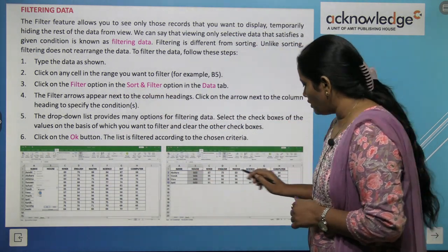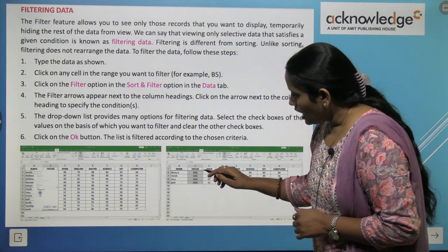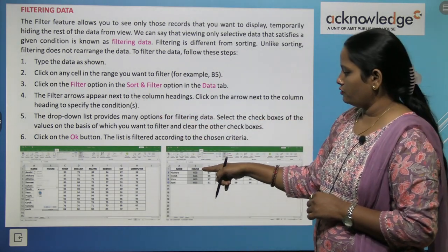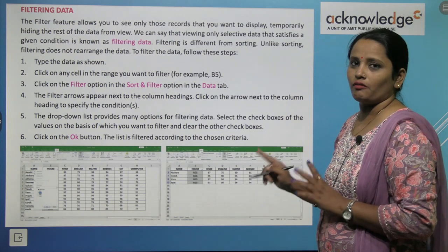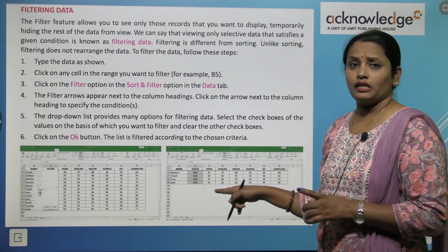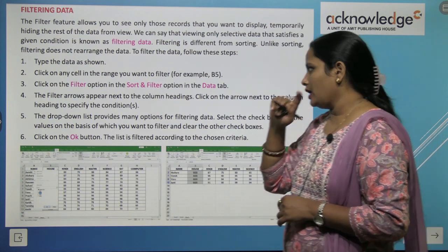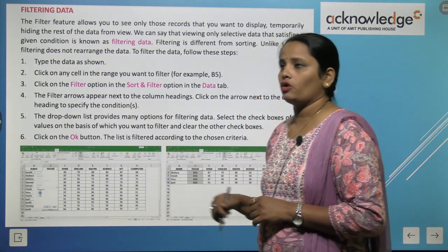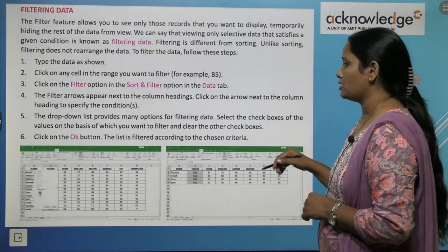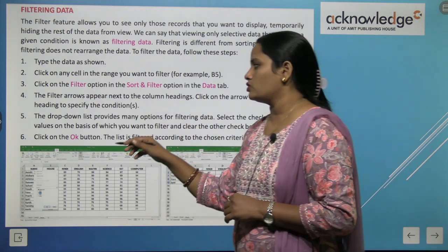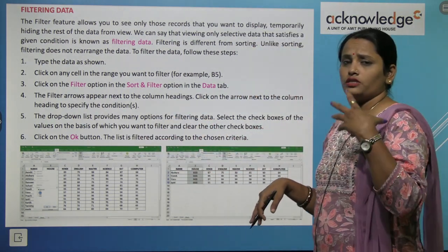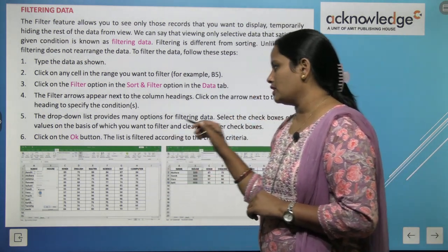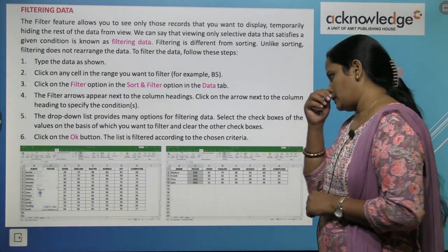So we can see there are various columns, but here we can see a small icon is made, a small arrow is made here. So where there is an arrow, that means there we have applied the filter. जहाँ पे भी एरो दिखेगा इसका मतलब हमने वहाँ पे फिल्टर लगाया है. Okay. So next is click on the arrow next to the column heading to specify the condition. The drop down list provides many options for filtering data. Select the check box for the values on the basis of which you want to filter. जो भी जिस भी basis पे हमें उसे filter करना है, we have to apply that and then just click on the OK button. The list is filtered according to the chosen criteria.